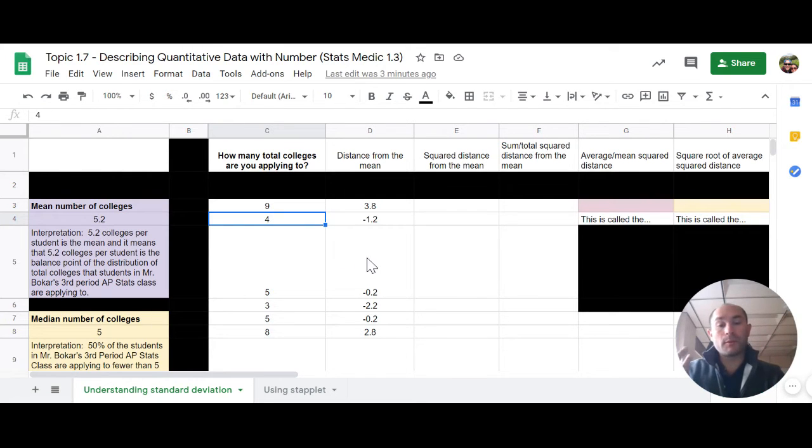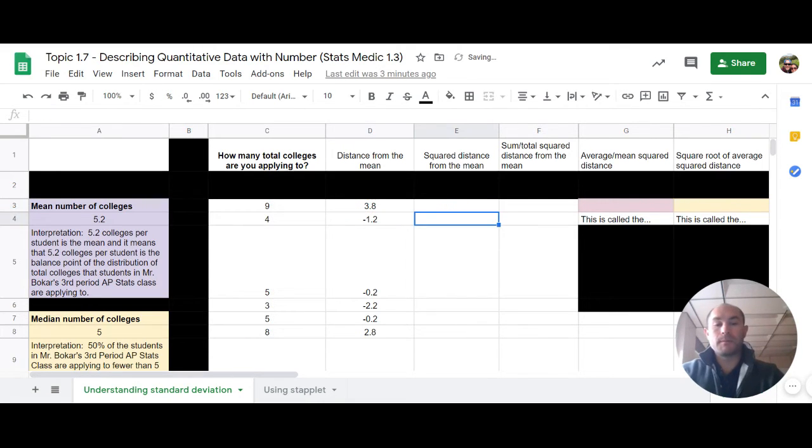But instead, one other thing we can do to make all of these distances positive is to square each of these distances. So we square 3.8. You do a little caret, click on it, square it. What that does is it makes all of these distances a positive number, so we can take an average but not worry about canceling out. And it also treats distances that are equally negative and positive the same. Like a positive 1.2 and a negative 1.2, they're the same distance from the mean, right? Just one's below average and one's above average.